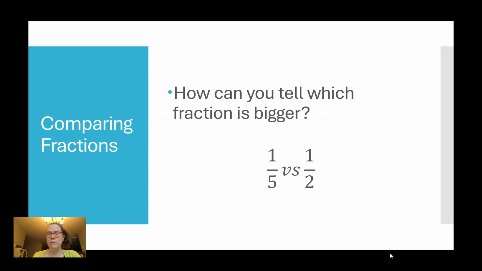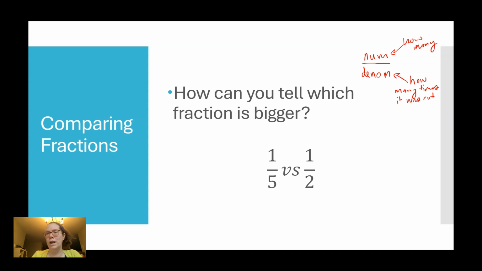When we're comparing fractions, there are two things we need to remember. One is that the numerator on top is telling us how many pieces we have, and the denominator on the bottom is telling us how big those pieces are. So, how many? And the denominator, how many times it was cut.